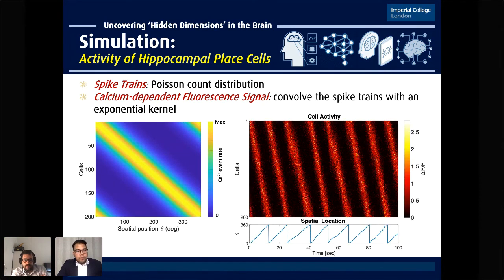Now, the figure on the right is the color map of the delta F over F of the calcium transient signals of 200 simulated place cells. And below it is the spatial location over time, which is the angular position in the circular track.